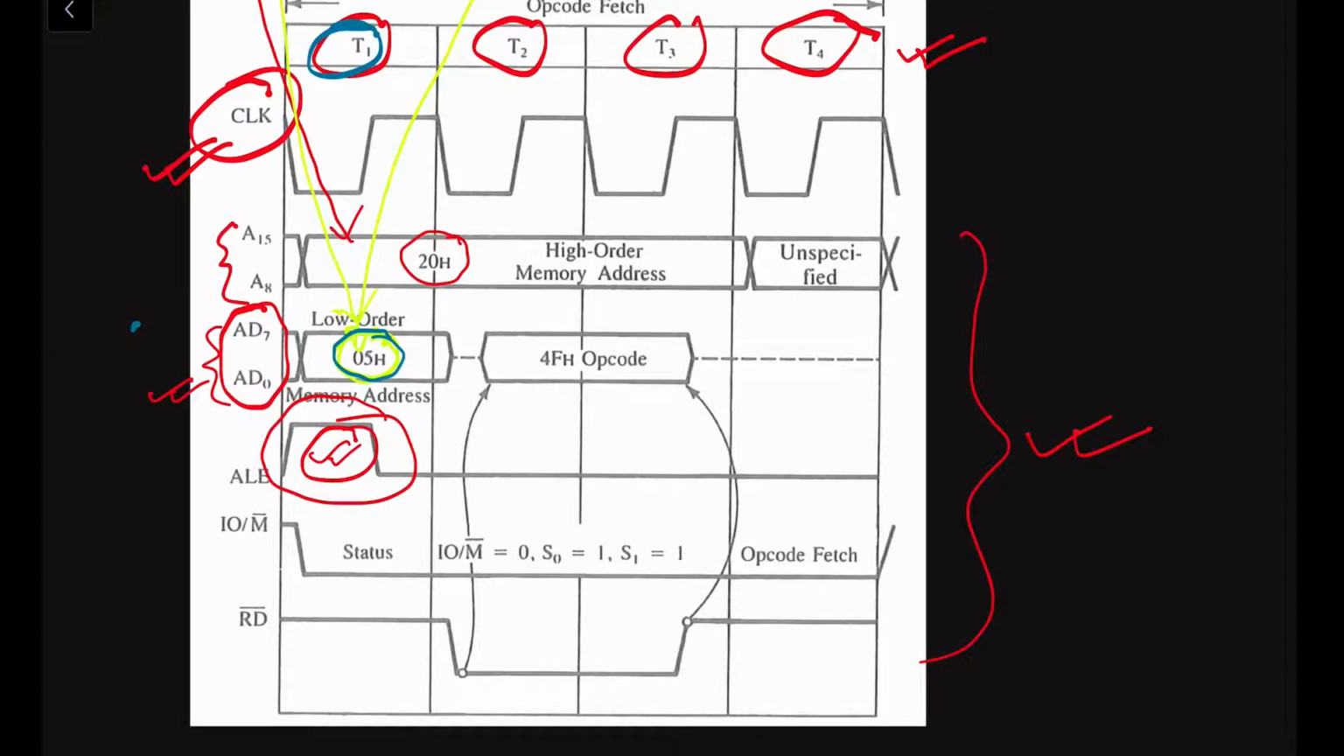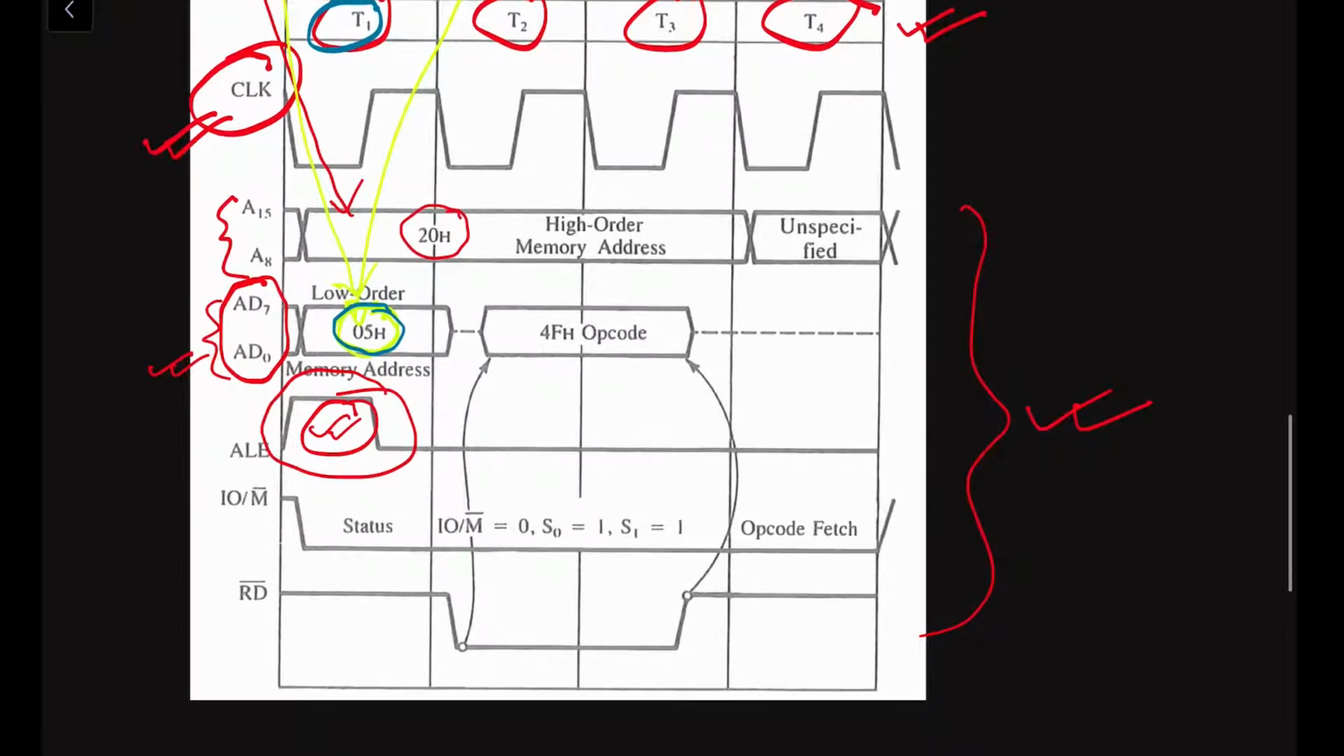Now in the second clock cycle, we can clearly see that the address latch enable is 0 here. See, this one was the 1 value, this one is the 0 value. So during the second T state, the address latch enable is low because it is an active high signal. There is no complement here. Address latch enable is an active high signal, therefore it is low.